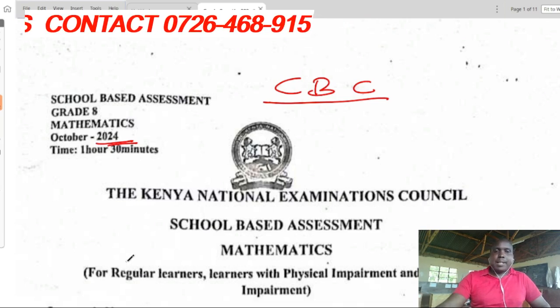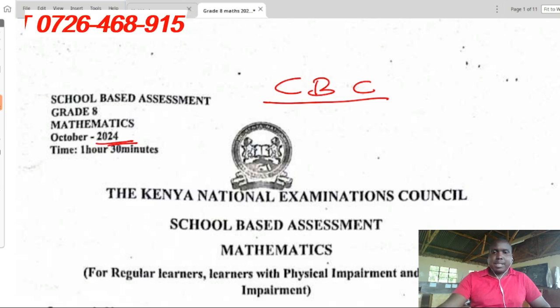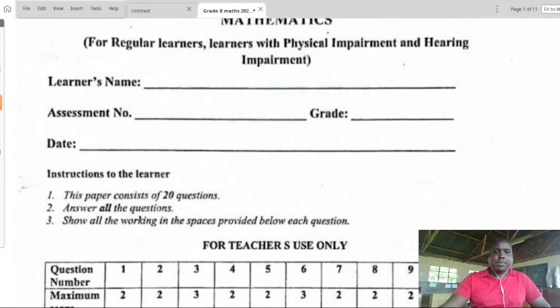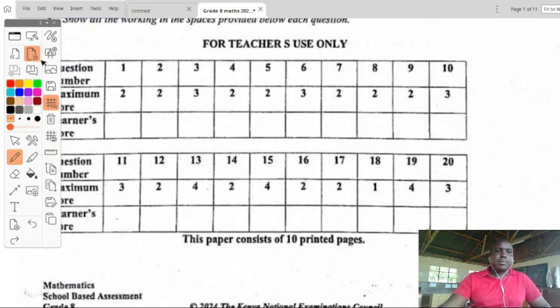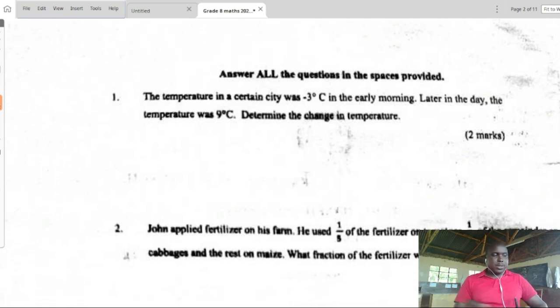Now this is the paper, the Kenya National Examination Council school-based assessment, mathematics. The first question is on integers, so you have learned about integers.